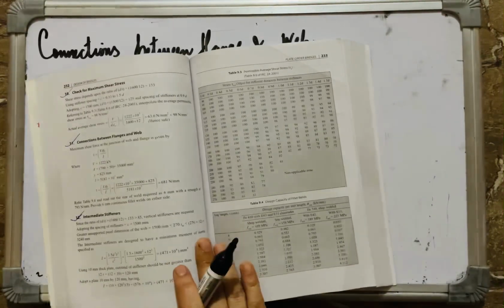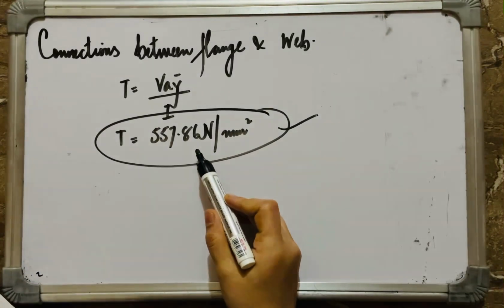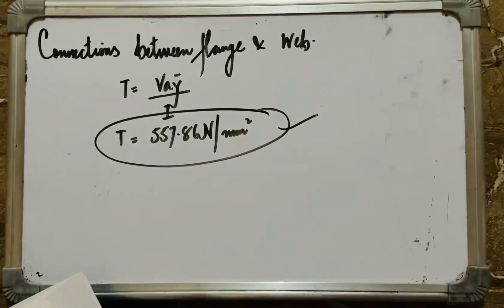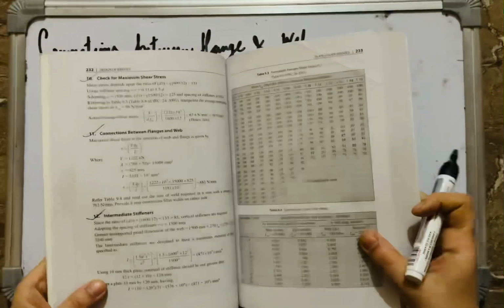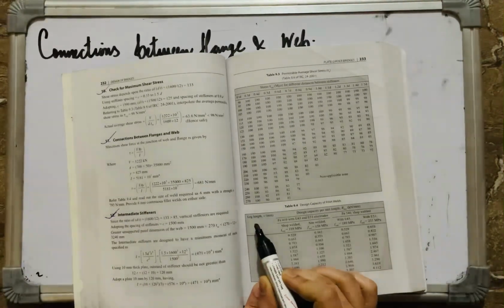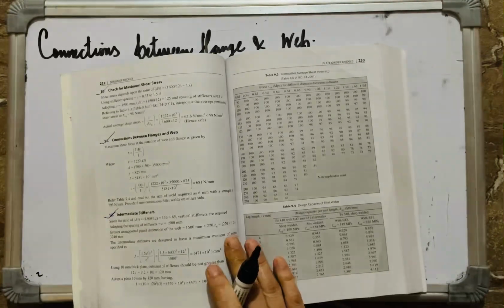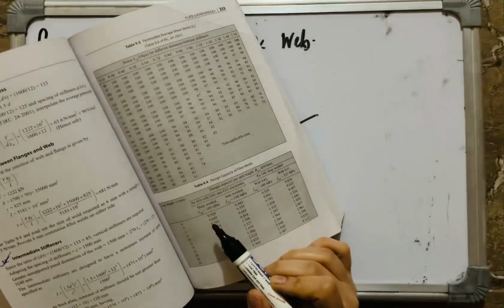What is my shear force? It is 557.86 Newton per mm square. All right, this is my shear force, and I should have strength enough to bear this shear force. That means I have to provide a leg length of the continuous fillet weld in such a way that it will be able to bear the shear force. So for example, in the table you can see if I provide a leg length of 4 mm, that will be inadequate because my shear force is more than the design capacity of the fillet weld shown here.